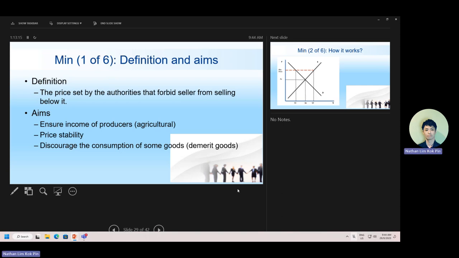Now, sometimes minimum price is also used to discourage the consumption of certain goods. Now, cigarettes. You know, we have a minimum price on cigarettes. In Malaysia, you cannot get a pack of cigarettes lower than 17 ringgit. So you will get 17 something, 18 ringgit. So basically, one pack.